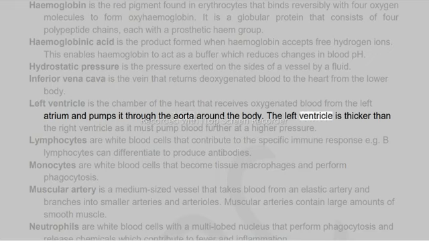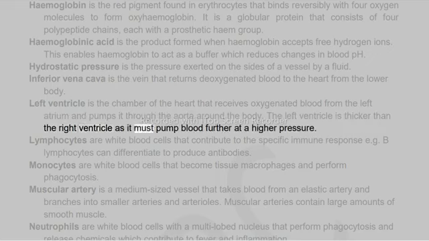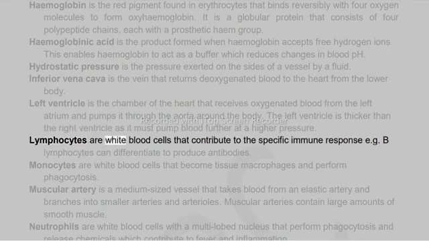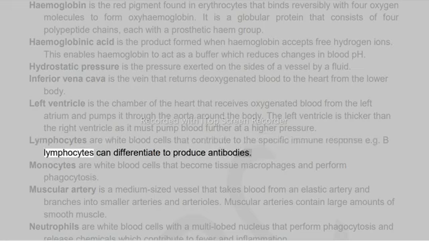The left ventricle is thicker than the right ventricle as it must pump blood further at a higher pressure. Lymphocytes are white blood cells that contribute to the specific immune response, e.g. B lymphocytes can differentiate to produce antibodies.